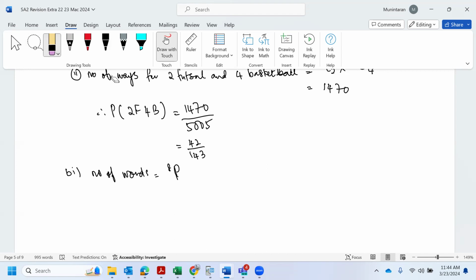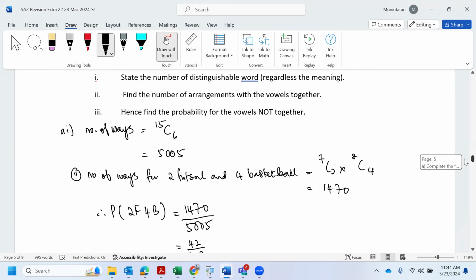8P8, capital P. That is equivalent to 8 factorial. So you can get your answer, which is just 40320. Okay, 8P8 is 8 factorial.